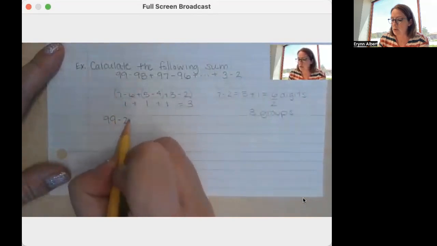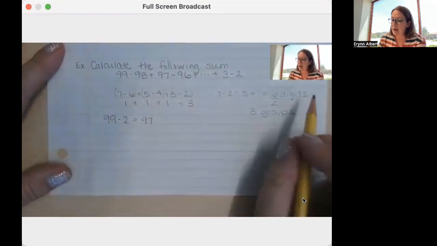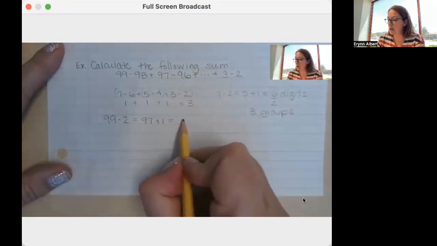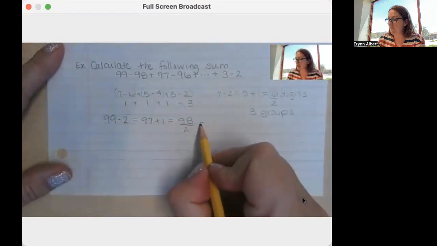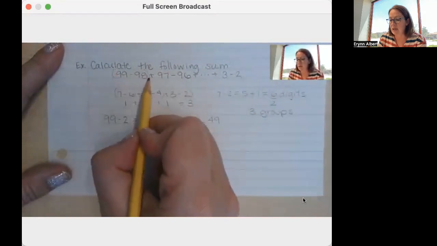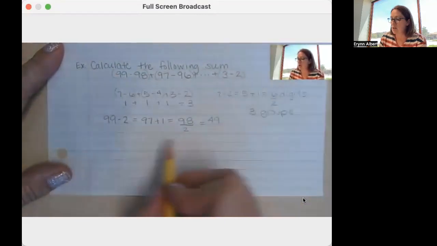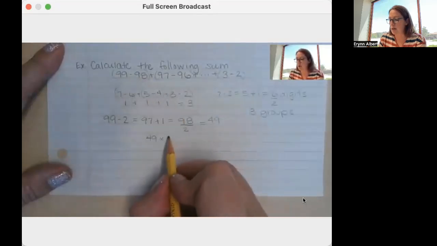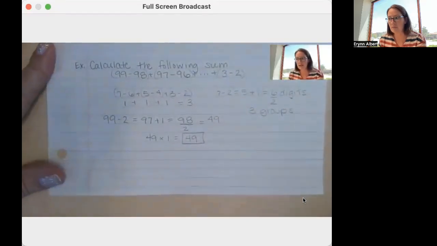So 99 minus 2, we get 97. But we're including that 99 and 2, so we need to add a 1 because it's inclusive. And now we're going to divide by 2. So we get 49 groups of 1, right? Because 99 minus 98, 97 minus 96, 3 minus 2. So that's it. 49 times the sum of my group, and in this case, it's 1. The sum is 49. Easy enough, right?